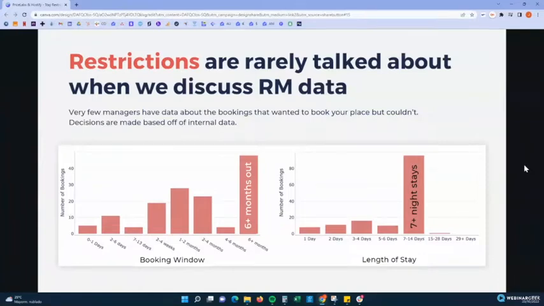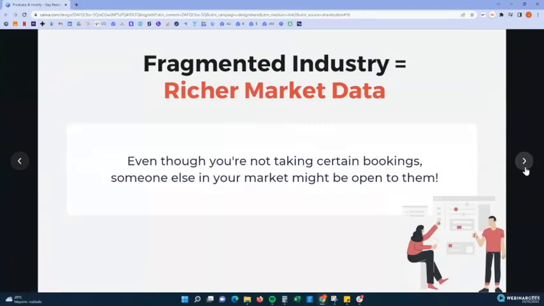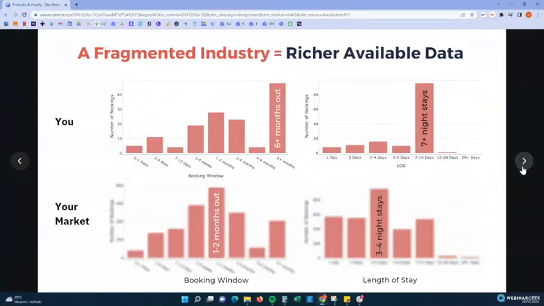Can you change to the next graph? One of the main mistakes in the industry is that no one sees the bookings that they lose. When you look at data, you always look at your own data: the length of stay that was actually booked in your properties, the booking window. But you never compare with what you lost.